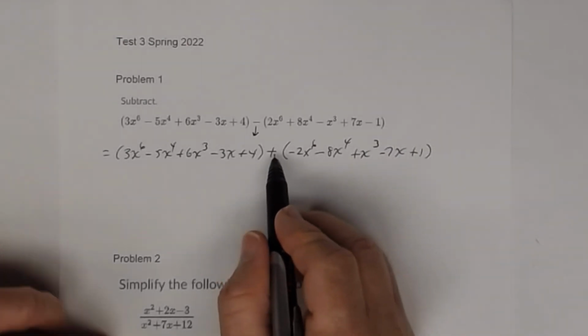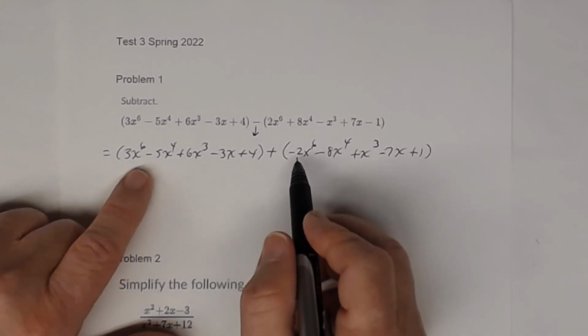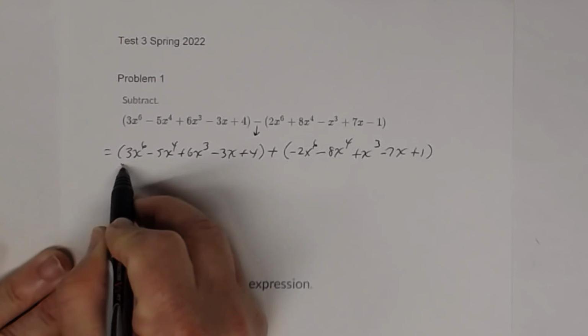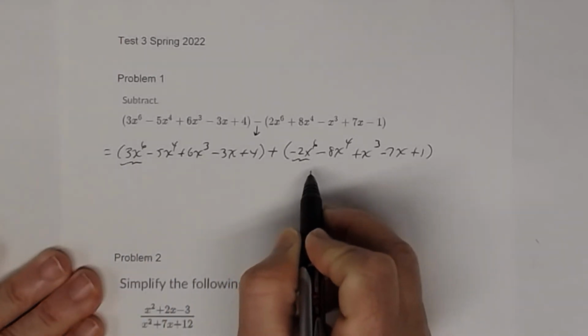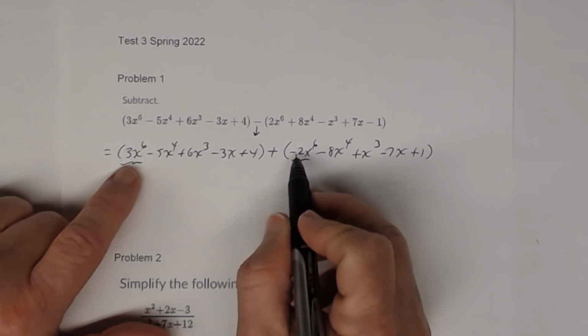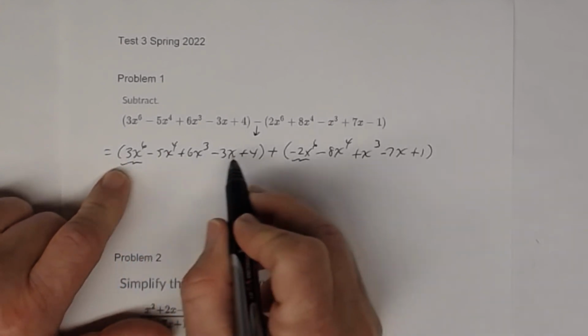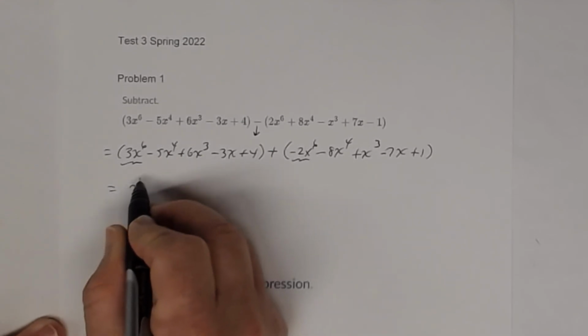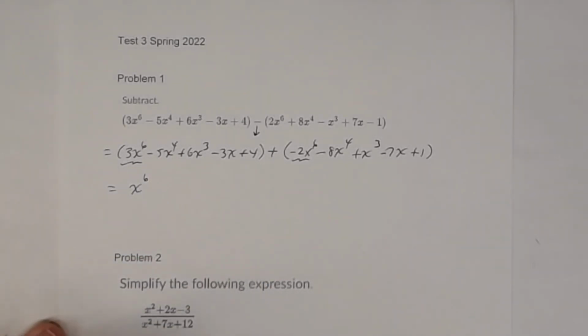And now we're adding two polynomials. And so to add two polynomials, you're just basically combining like terms. So notice I have a 3x to the 6th and a negative 2x to the 6th. So remember, in combining like terms, you're basically adding those coefficients. A positive 3 and a negative 2 is a positive 1. So it becomes 1x to the 6th, which is just x to the 6th.